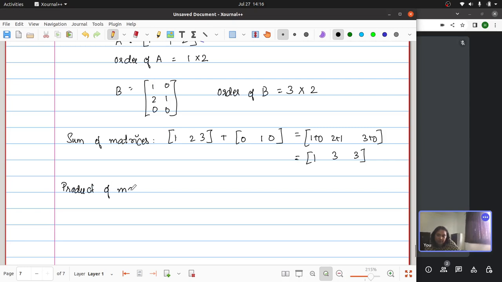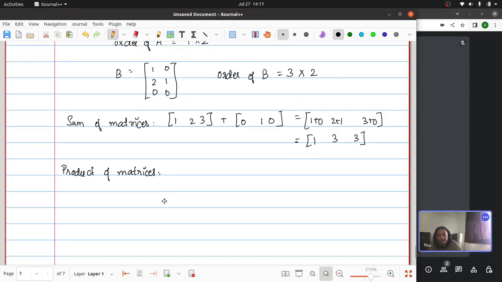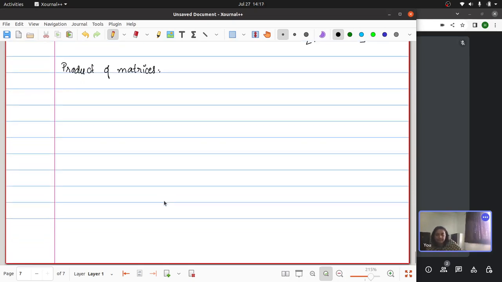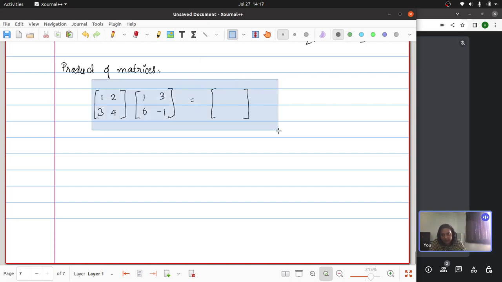So next let us look at the product of matrices. Okay, we will first do it via an example. We'll do all the entries separately.